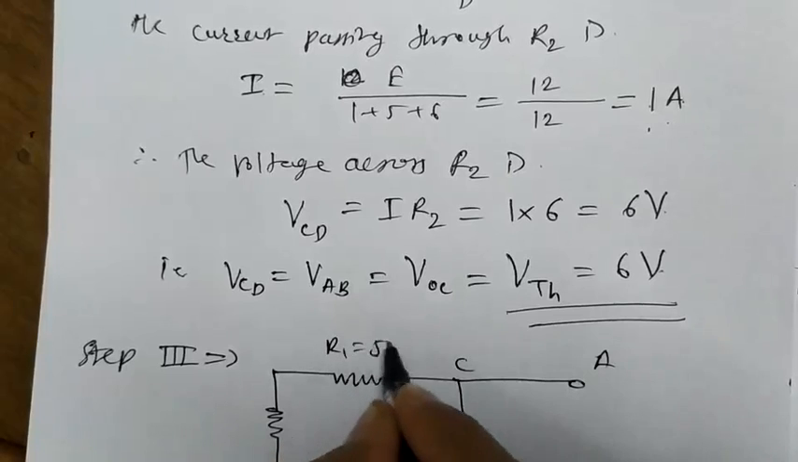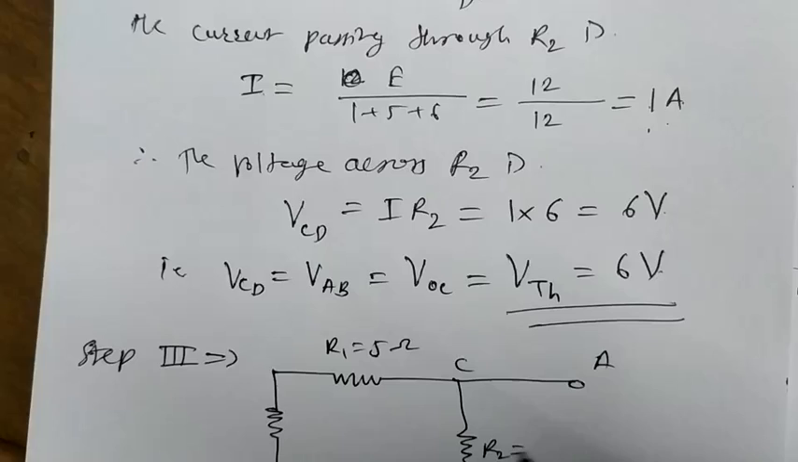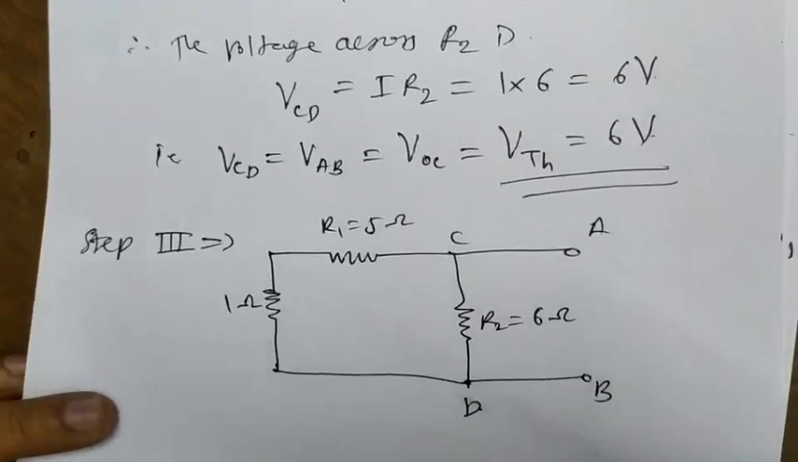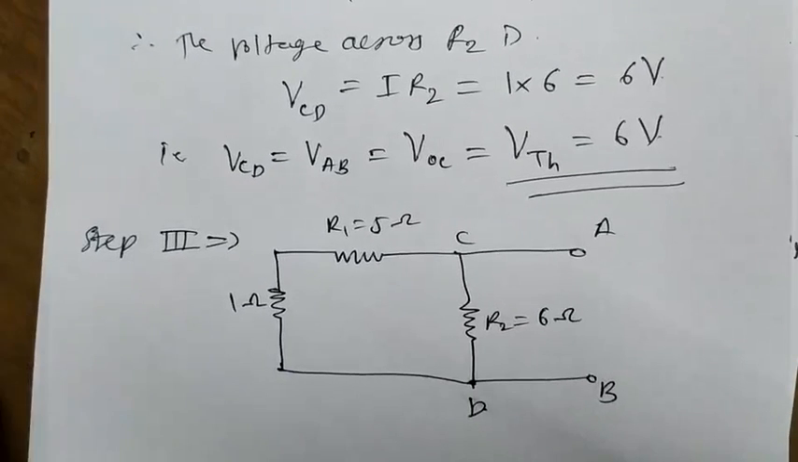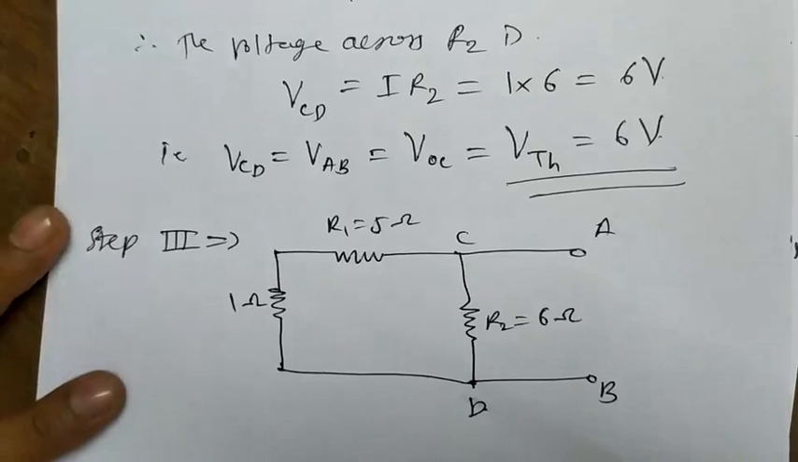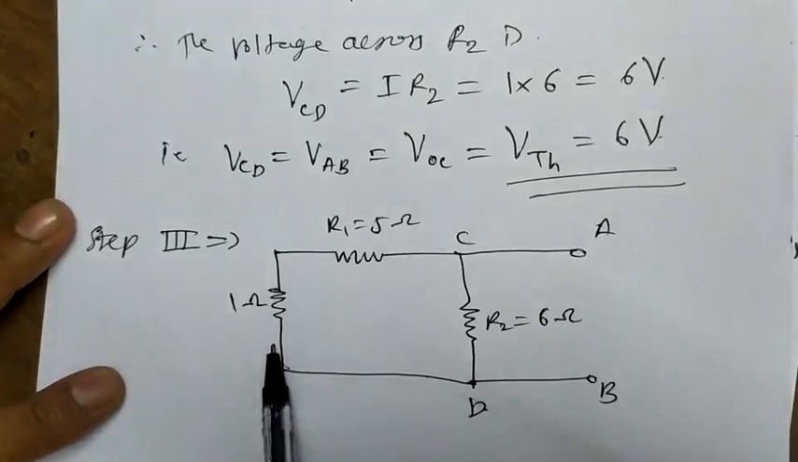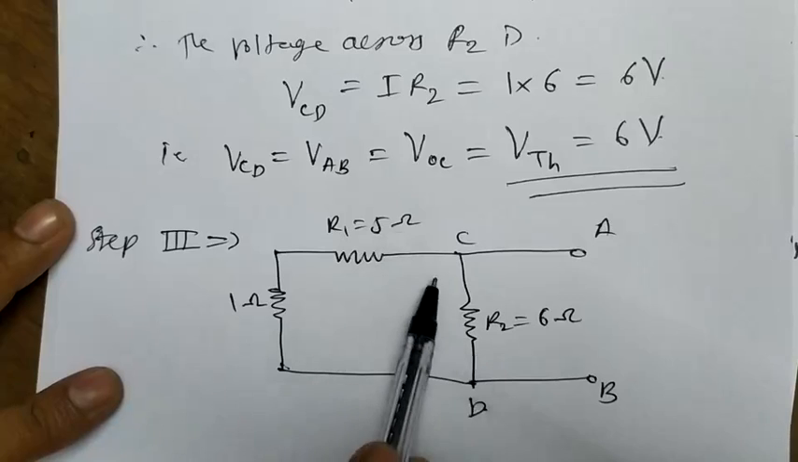This is R1 equal to 5 ohm, this is R2 equal to 6 ohm, and this is 1 ohm, the internal resistance of the battery. Now we have another circuit here, and we have to find out the RTH by using this circuit. In the above circuit, these two resistances are in series.